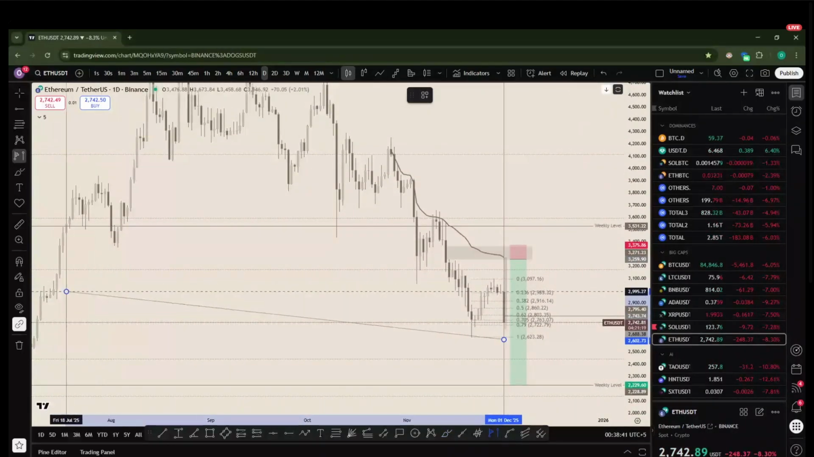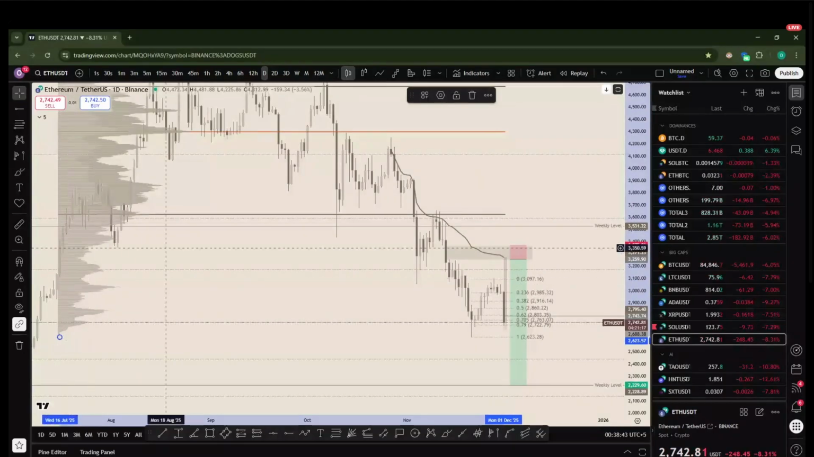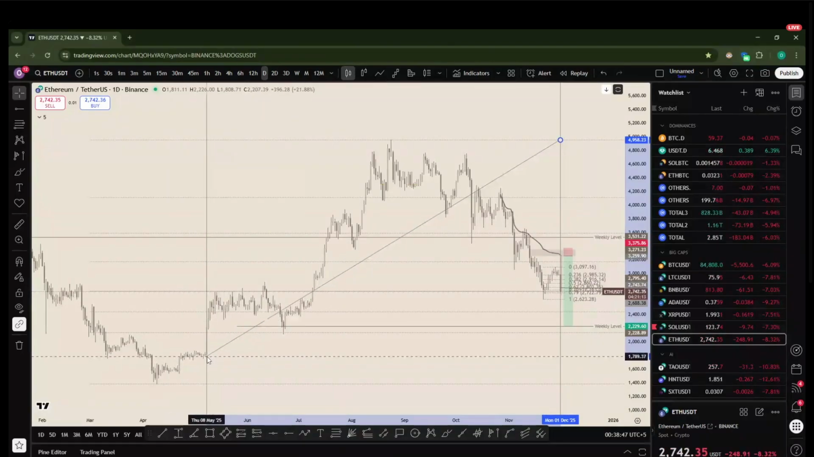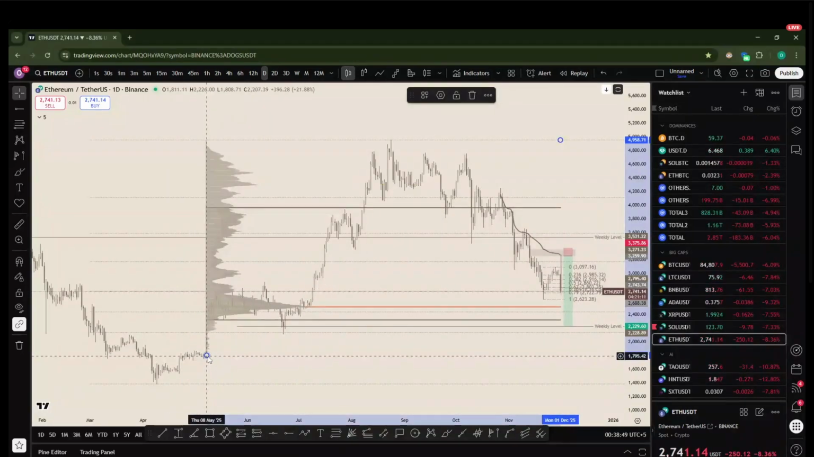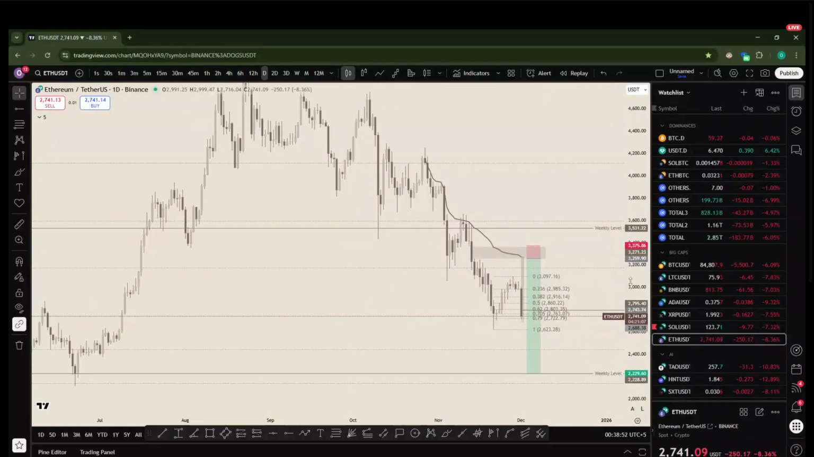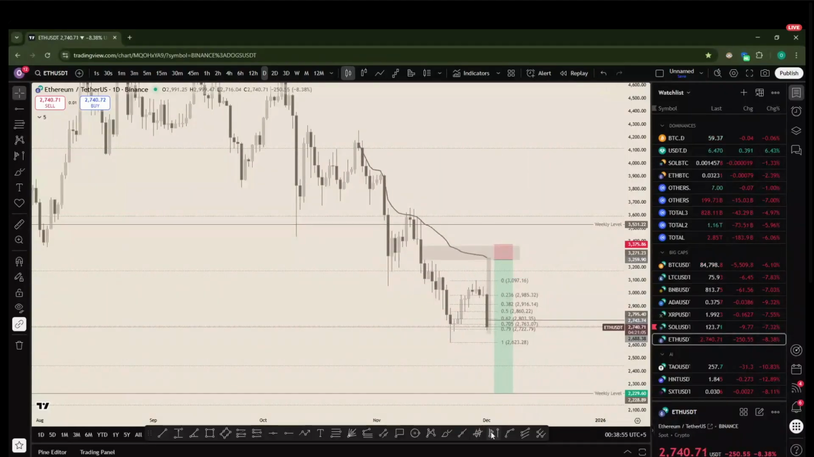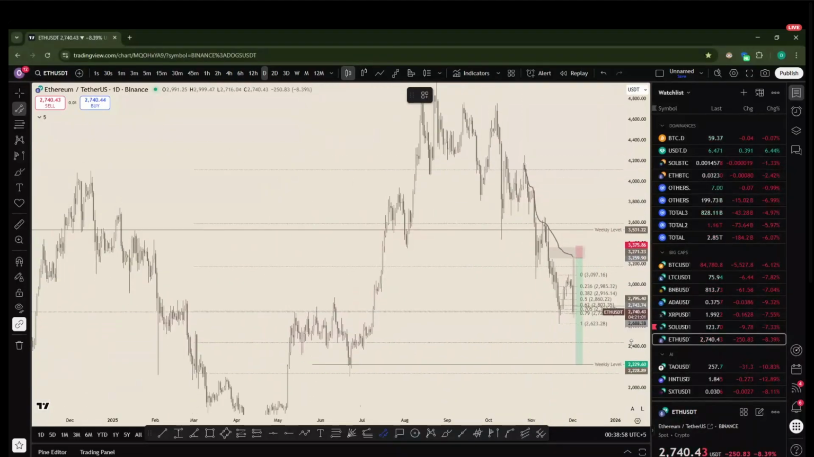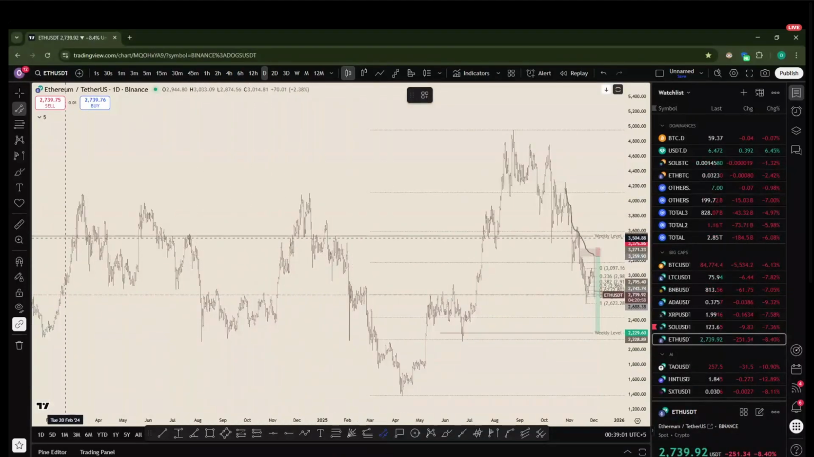Let me see if there is a value area low as well, or value area high. Well, yeah, not exactly. Not exactly any volume profile aligning with our confluences. Let me see, just give me 2 minutes and I'll try to find some more confluences if I can.